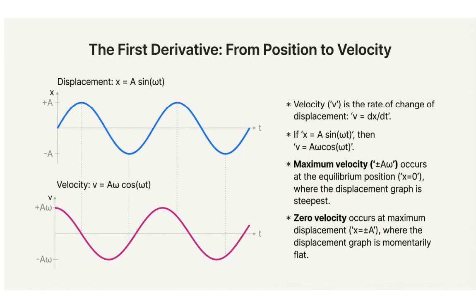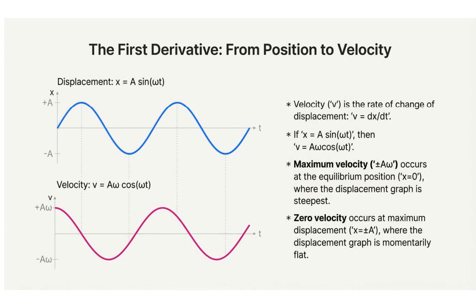Velocity is the rate at which displacement changes over time. Here, displacement is given by a sine function, which represents how position varies. When we measure the changing gradient, we get velocity, which follows a cosine function. This means velocity reaches its maximum value when displacement crosses the equilibrium point, where the position is 0 and the slope of the displacement graph is steepest.